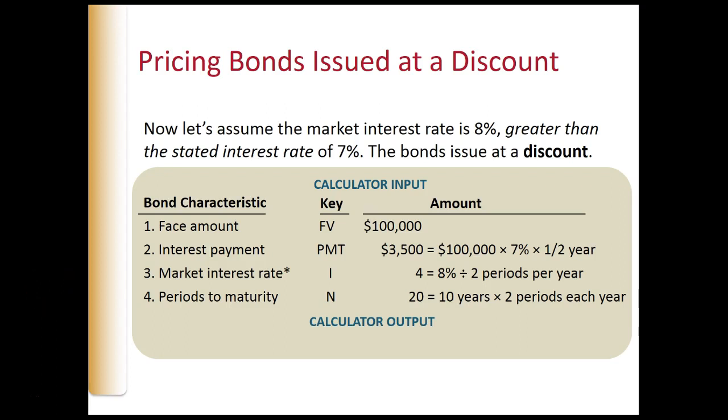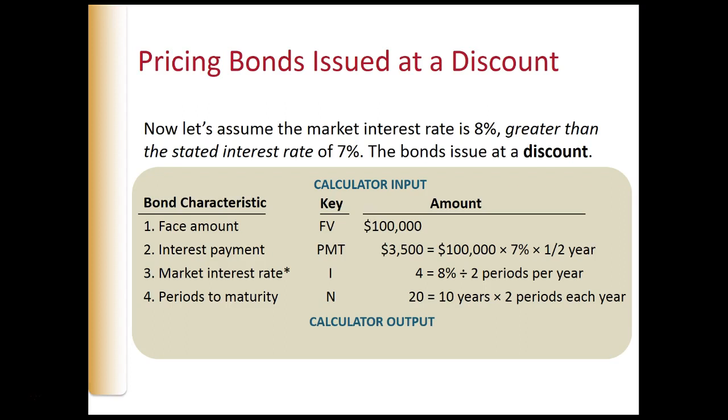In this slide, we assume that California Coasters issues the same $100,000, 7% bonds when other bonds of similar risk and maturity are paying a market rate of 8%. Now, California Coasters bonds aren't as attractive to investors because investors can purchase bonds of similar risk that are paying a whole point of interest higher.